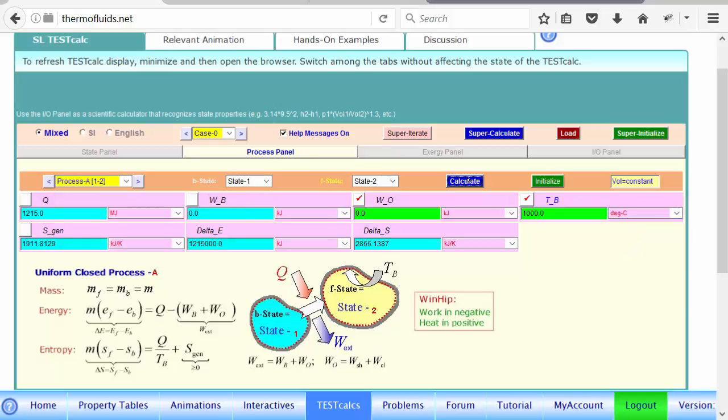Now, if we do a calculate, you can see it is positive, and it is about 1912 that we got manually. So the manual solution has been verified.